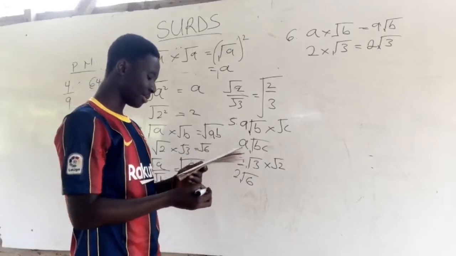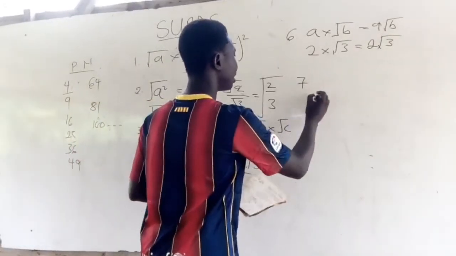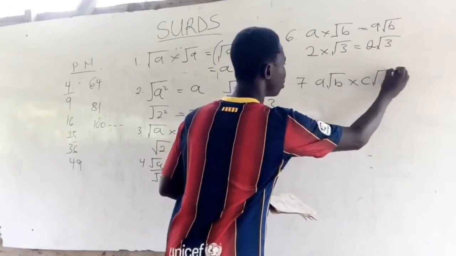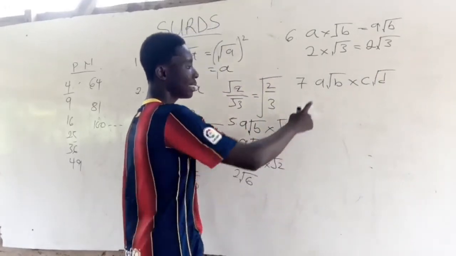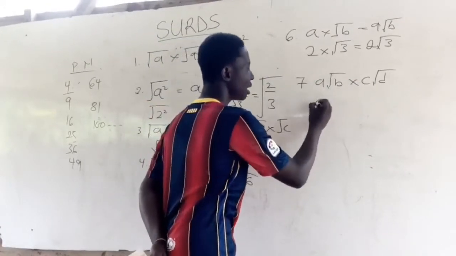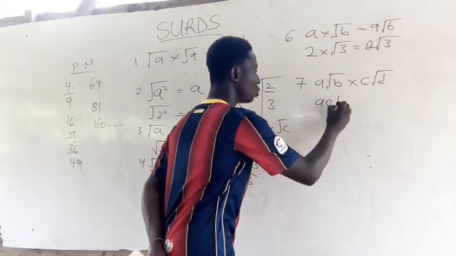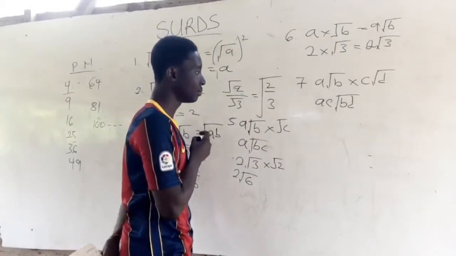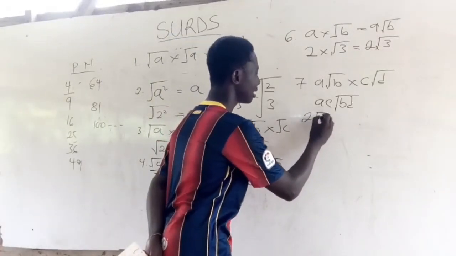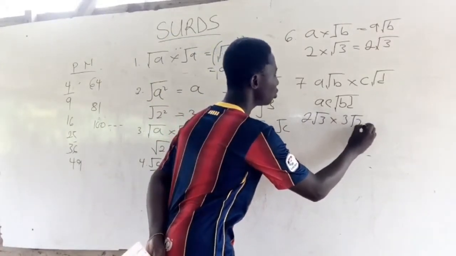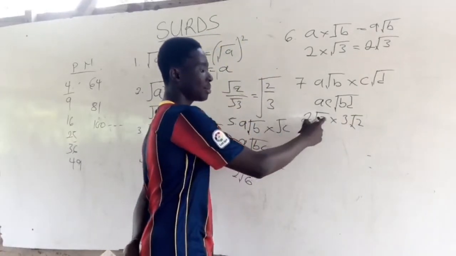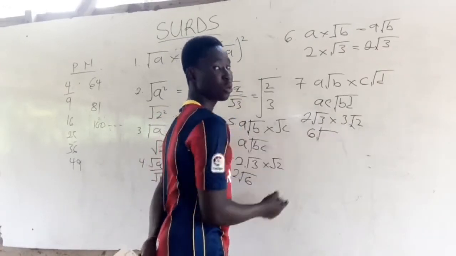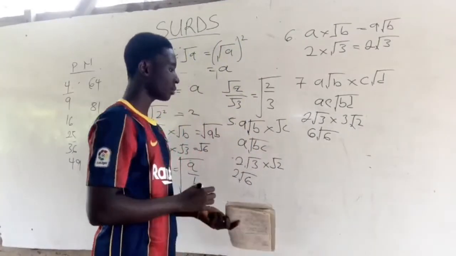Then the seventh one, we're having a root b times c root d. So this one, a is going to multiply c, so you're going to get ac root bd. So for example, when we're having 2 root 3 times 3 root 2, we're going to get 2 times 3 is 6, root 3 times 2 is 6, so 6 root 6.